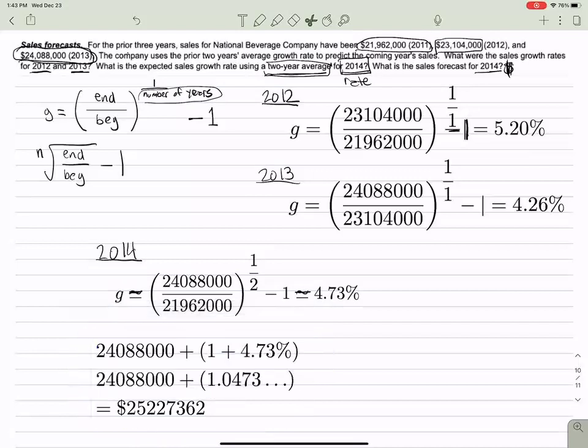Okay. So again, we've calculated the sales amount for the 2014 forecast. We've used the average sales growth, and we've also calculated the previous year's sales growth.